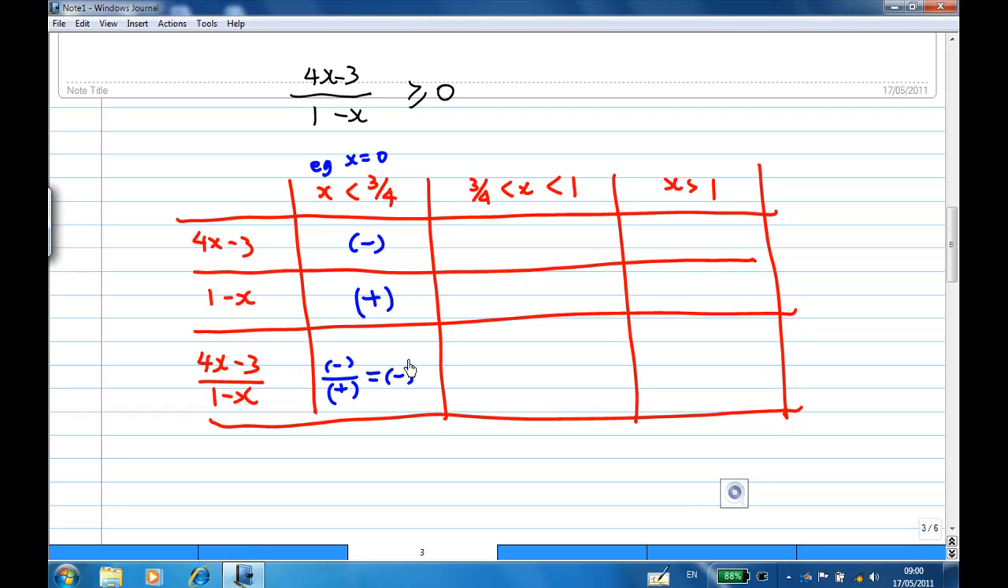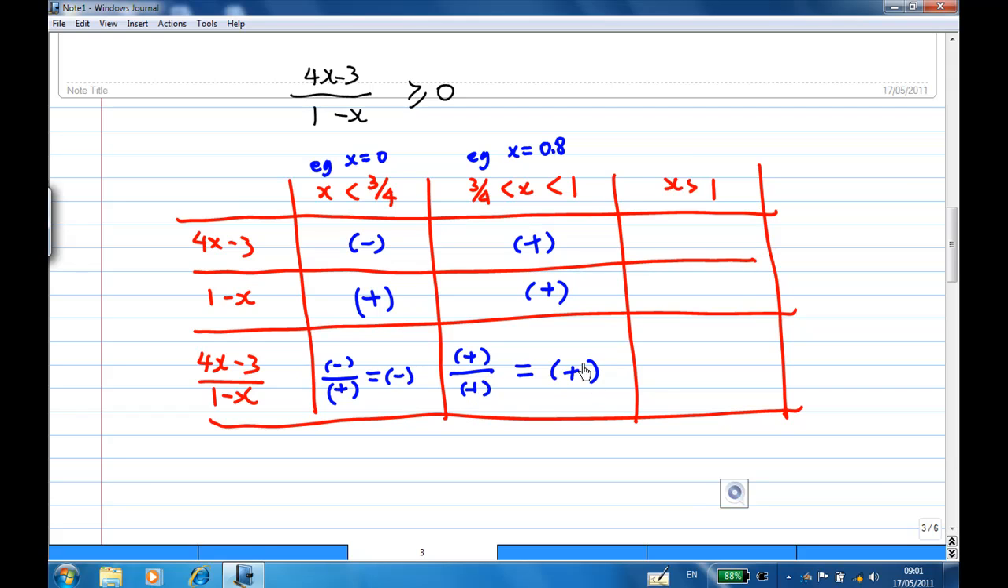How about x between 3/4 and 1? For example, x equal to 0.8 is between 3/4 and 1. What will happen to 4x minus 3? Now 4 times 0.8 is 3.2, minus 3 is 0.2, which is positive. How about 1 minus 0.8? We know it's positive again. And then you take the ratio. 4x minus 3 is positive, 1 minus x is positive, so the ratio is positive.